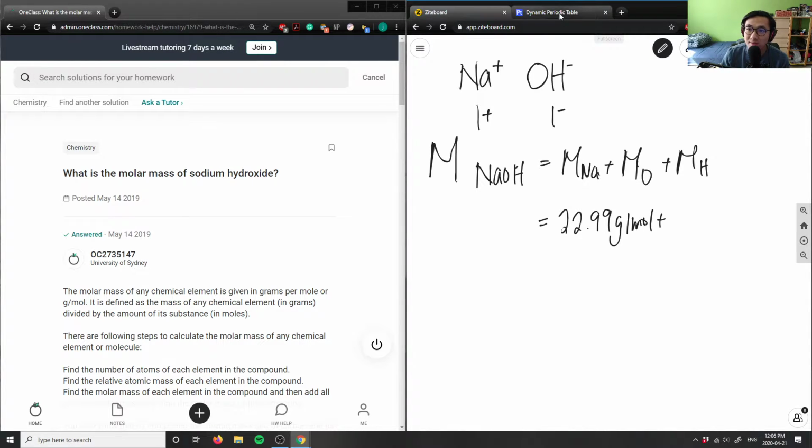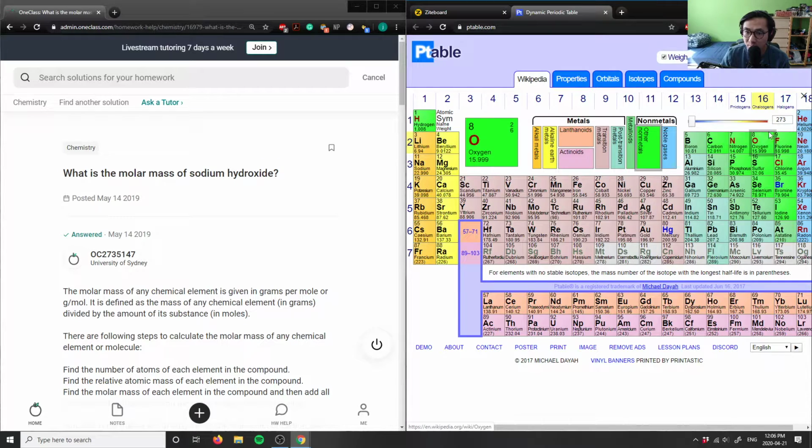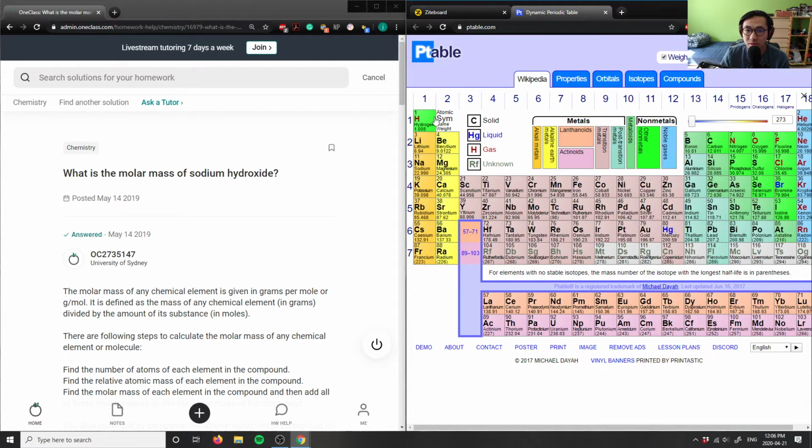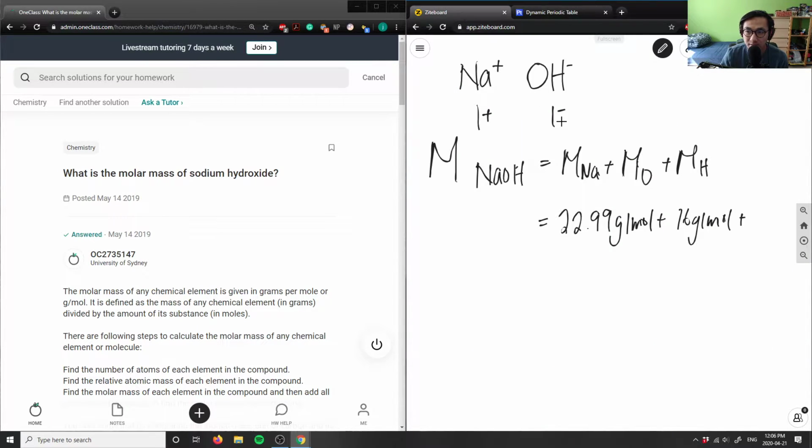Oxygen has a molar mass of 15.999, and I'm going to assume that this is 16 grams per mole. And the hydrogen is 1.008 grams per mole. Hydrogen is the first element of the periodic table, so it has an atomic mass of 1.008.